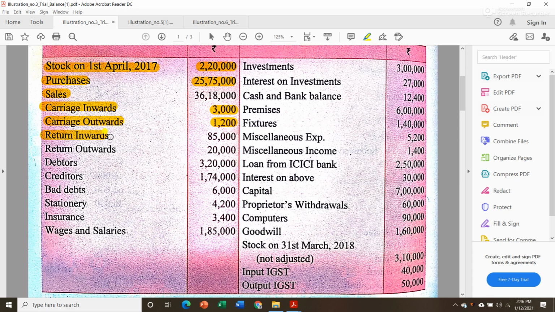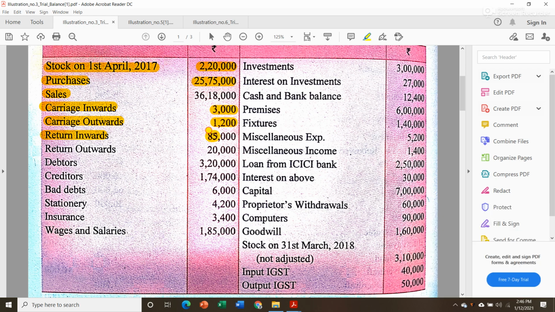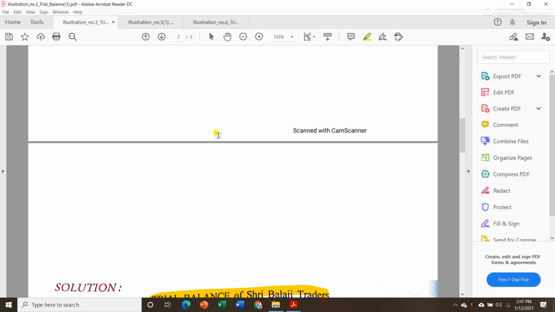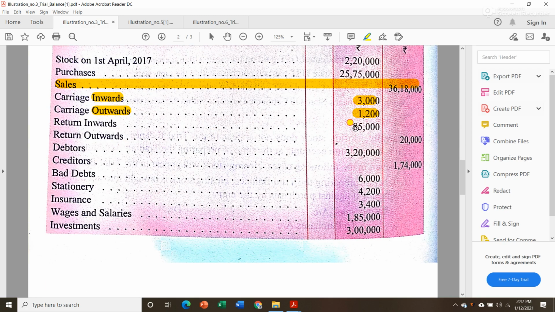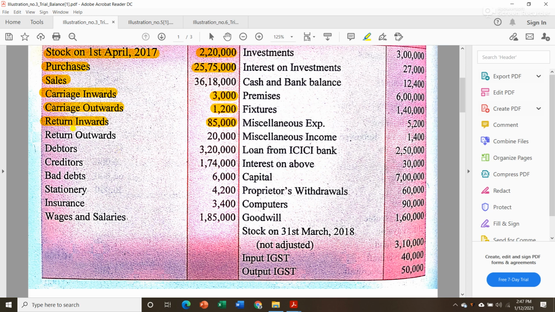Then next we have return inwards. Now this return inwards is nothing but sales return. If sales always shows a credit balance, then sales return will show a debit balance. So this 85,000 will be written on the debit side of our trial balance. Then we have return outwards. Return outwards is nothing but purchases return. If purchases show a debit balance, then purchases return will show a credit balance. So this 20,000 will go on the credit side.